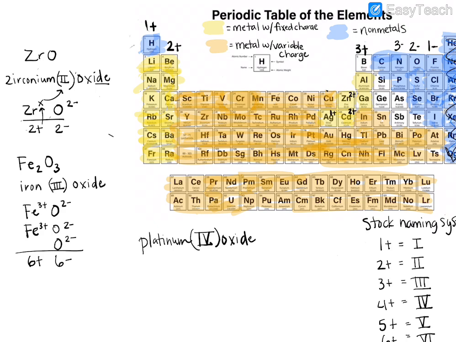So we'll end today with one thing, and that is, what if you are given the name, but you need to go back and write the formula? So let's say you have one of these metals with a variable charge, and the name is given, and you're asked to provide the formula. Well, you're going to look up platinum, and platinum is actually right here, number 78 on the table, its chemical symbol is Pt.